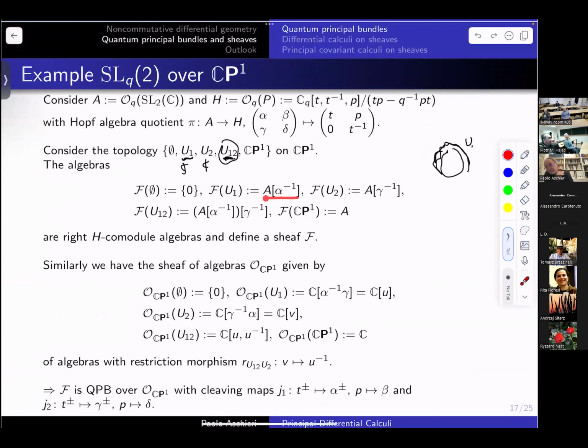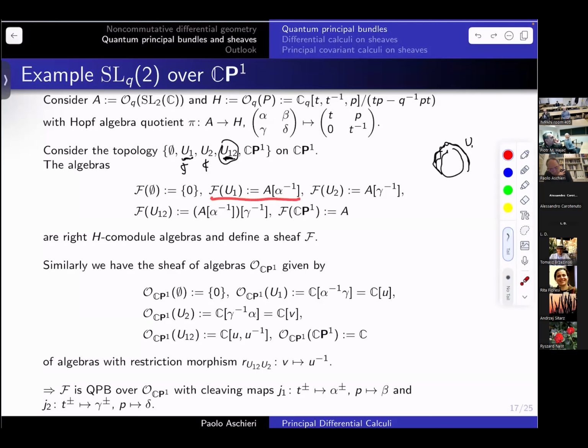This, nevertheless, is a well-defined algebra because in the quantum case, you check that alpha satisfies the Ore condition, so you can do a non-commutative localization. Ah, so you are using the Ore condition. Yes, this is a crucial point.